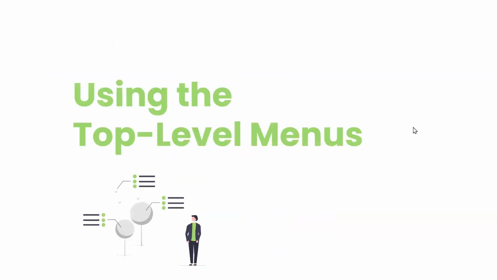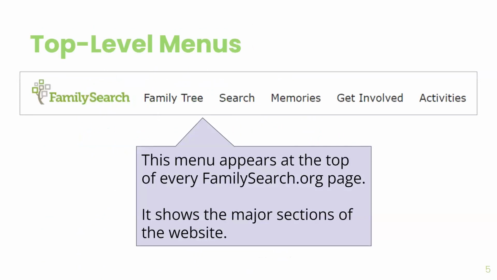So, using the top level menu. The top level menu appears on just about every page of FamilySearch.org. I have seen an occasional exception, but to be honest, I don't know if there are exceptions anymore. I just remember a few years ago, I navigated to some pages where this menu didn't appear, but about 99% of the time, it will be at the top of any FamilySearch page.